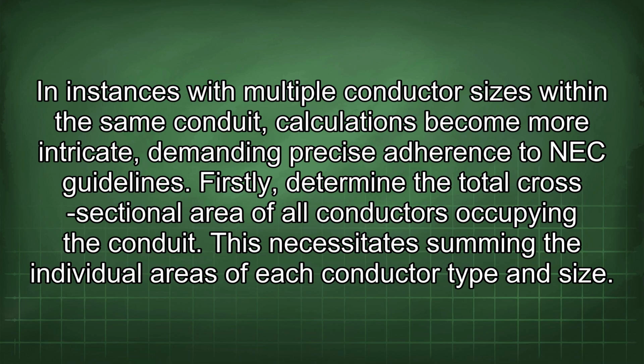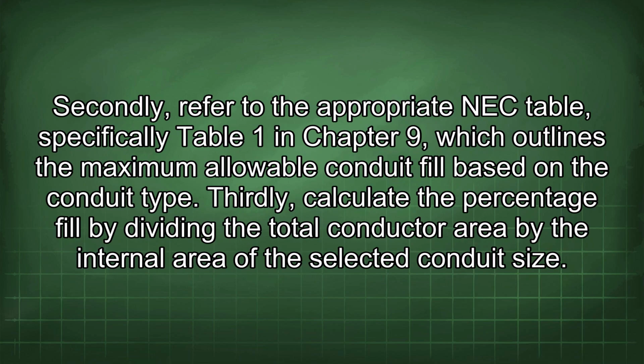Firstly, determine the total cross-sectional area of all conductors occupying the conduit. This necessitates summing the individual areas of each conductor type and size. Secondly, refer to the appropriate NEC table, specifically Table 1 in Chapter 9, which outlines the maximum allowable conduit fill based on the conduit type.